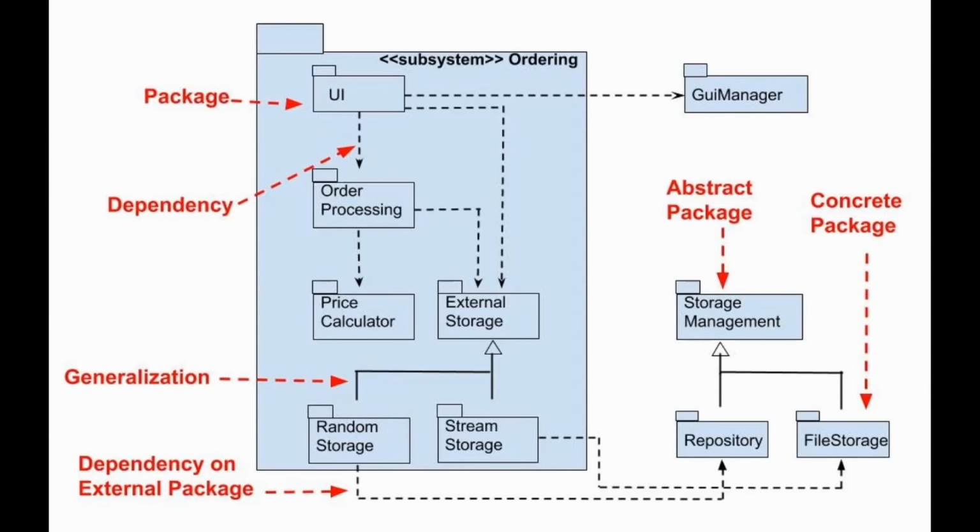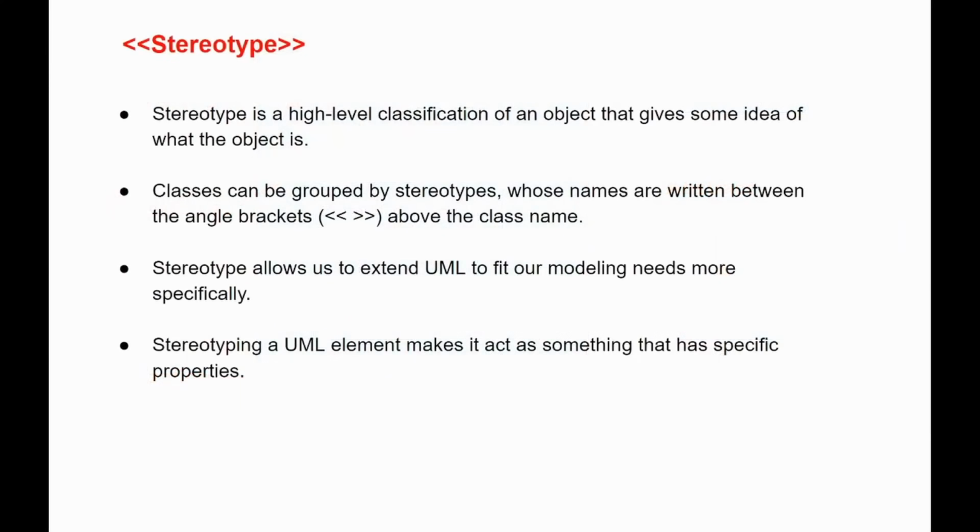Now, what does this word stereotype actually mean? A stereotype is a high-level classification of an object that gives some idea of what the object is. Classes can be grouped by stereotypes. Their names are written inside the angle brackets above the class name. Stereotype allows us to extend UML to fit our modeling needs more specifically. In other words, stereotyping a UML element makes it act as something that has specific properties.